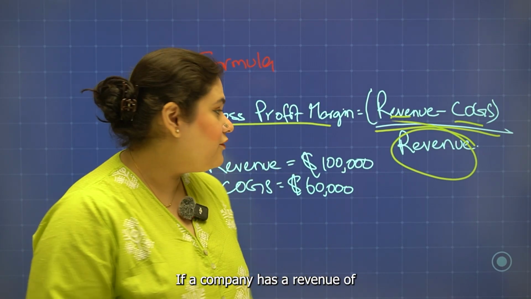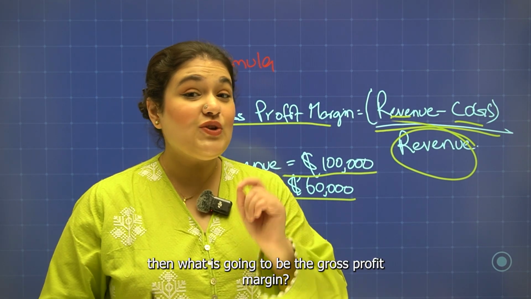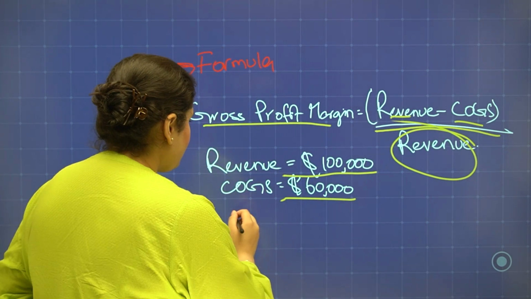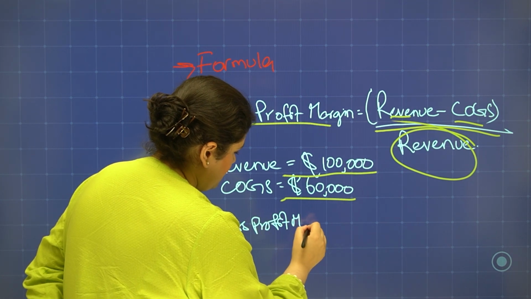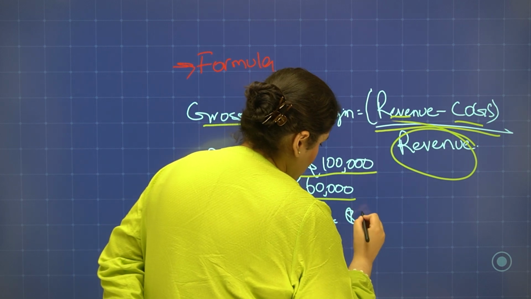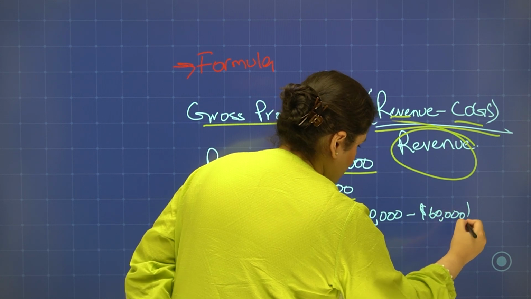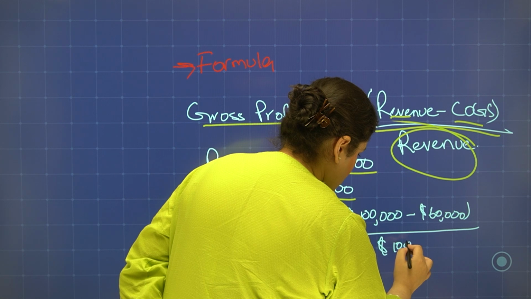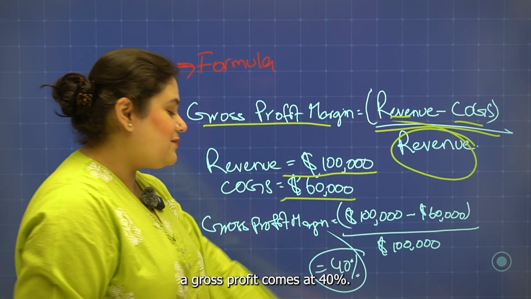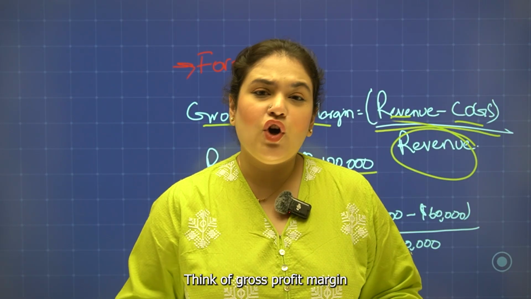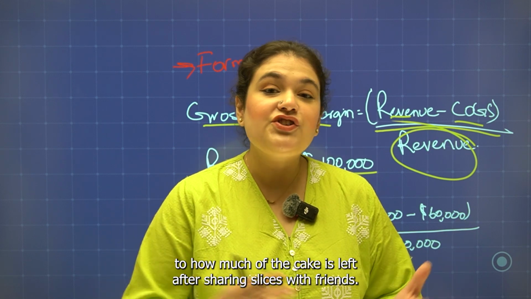If a company has a revenue of $100,000 and cost of goods sold is $60,000, then what is going to be the gross profit margin? Let's calculate. Our gross profit margin comes at 40%. Think of gross profit margin as the amount of money left after making a product, akin to how much of the cake is left after sharing slices with friends.